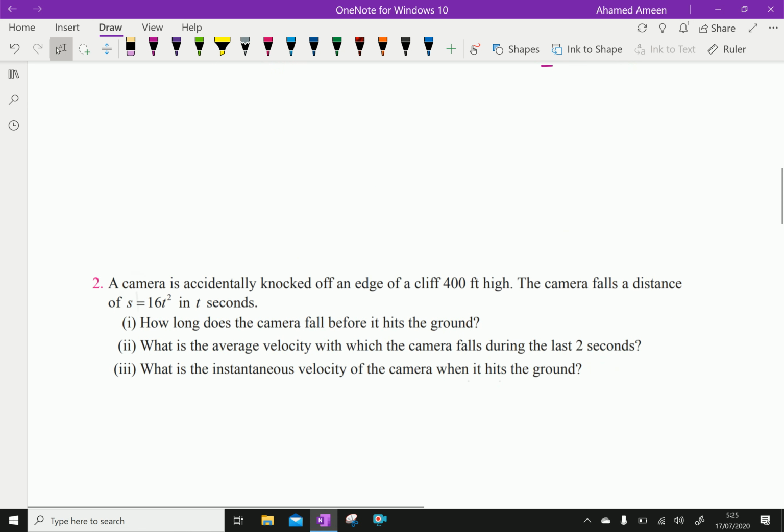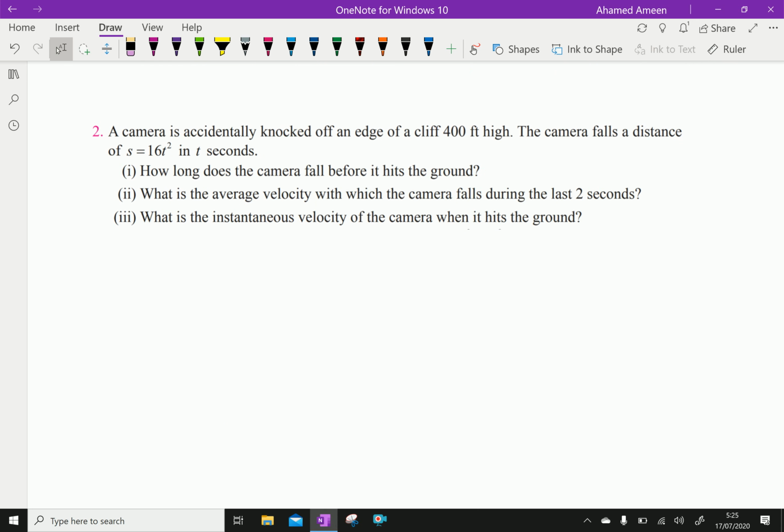Then question number 2. Here, question number 2, let me read it. A camera is accidentally knocked off an edge of a cliff 400 feet high. The camera falls a distance of s equals 16 t square in t seconds. How long does the camera fall before it hits the ground?